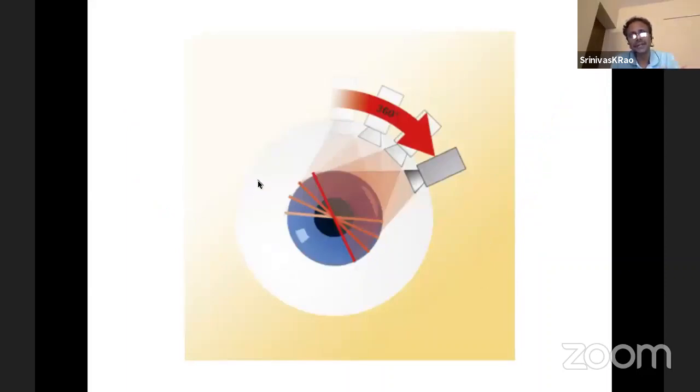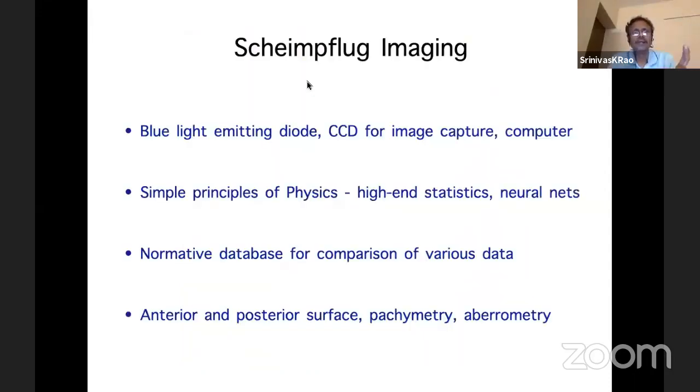So you have a rotating camera which goes around the limbus, so it's cutting arcs of the cornea as it goes around. And the other important thing is that the center of the cornea can be used as a fixation point for these multiple cuts that are made. So you can align all of the images much better, which we could not do with a slit lamp. It's a blue light emitting diode with a CCD for image capture. And most of these are basically using high-end statistics to tell you data about the cornea.